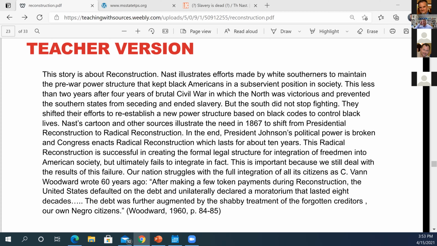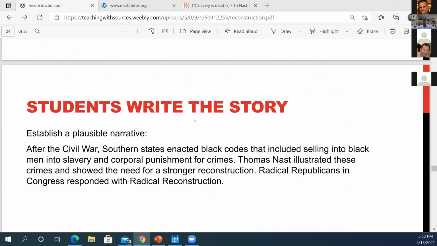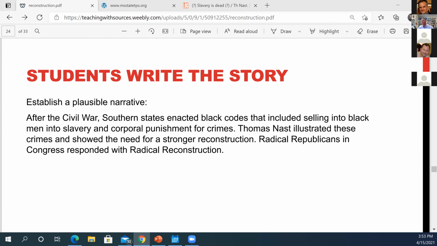After making a few token payments during Reconstruction, the United States defaulted on the debt and unilaterally declared a moratorium that lasted 8 decades. Now, that's my interpretation of Nast, but maybe when our students write one, theirs isn't going to be as sophisticated as mine is. I'm almost 50 years old. Maybe theirs would be something like this. This is their plausible narrative that they would get from this: After the Civil War, Southern states enacted Black codes that include selling Black men into slavery and corporal punishment for crimes. So very simple.